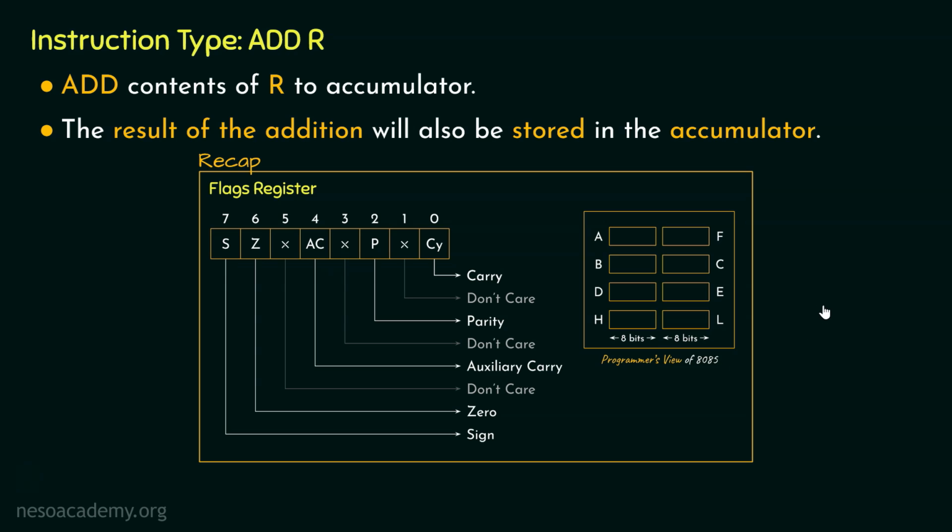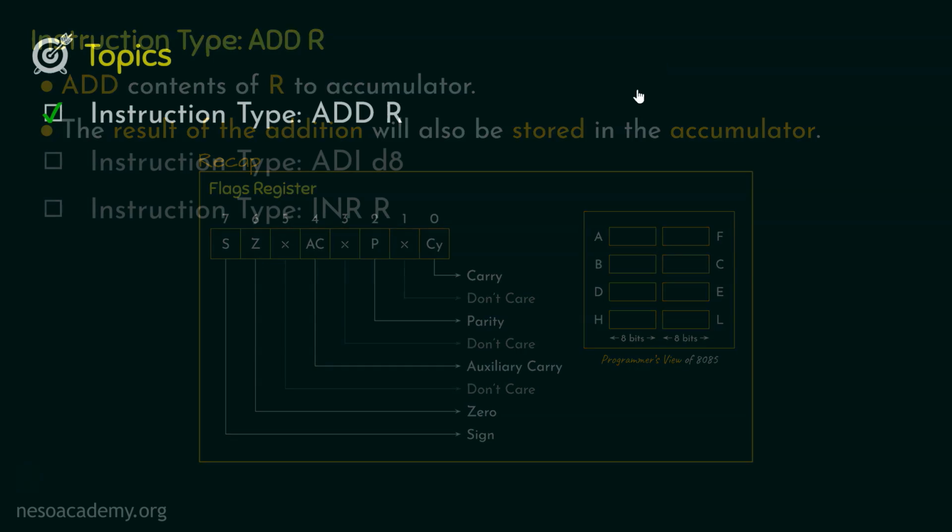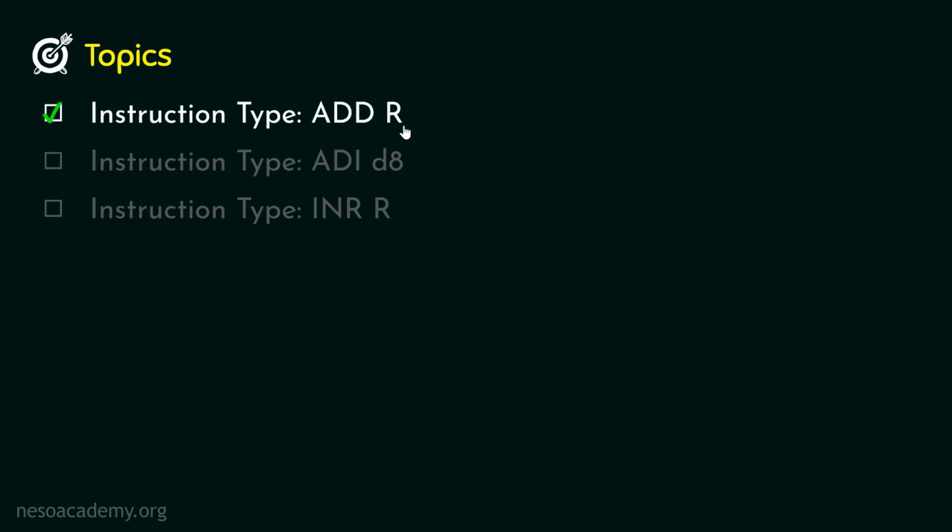So that was a brief recap of the flags register content, and we already have seen the instruction type ADD R. Remember, it stands for add the contents of R. Now by R we mean all the GPRs, the accumulator, also the memory element which will be pointed by the HL register pair, to the accumulator. And after the addition, the result of the addition will also be stored inside the accumulator. Another thing to note in here, the instruction type ADD R falls under the category of 1 byte long instructions. So that was all about the instruction type ADD R.